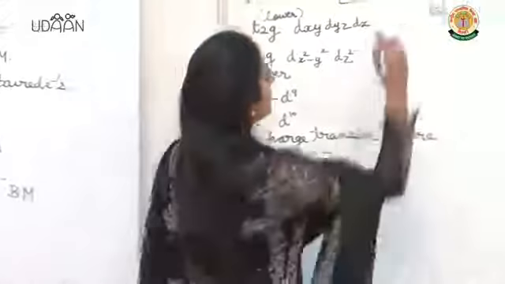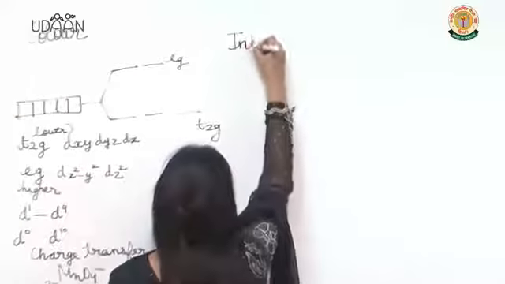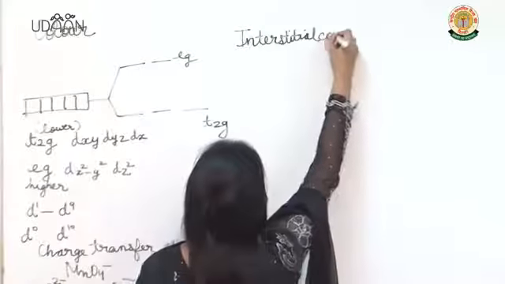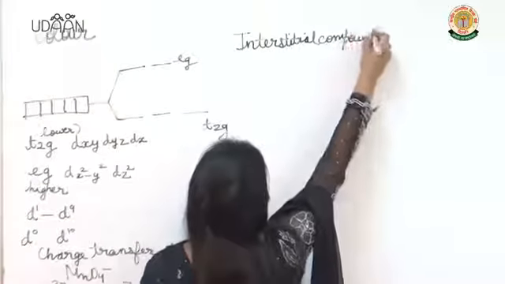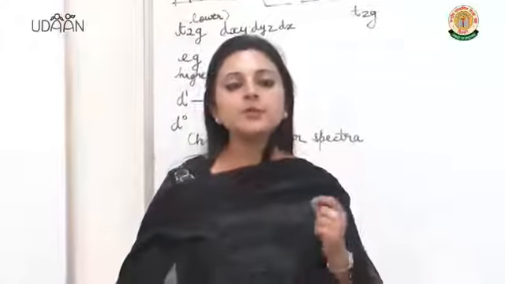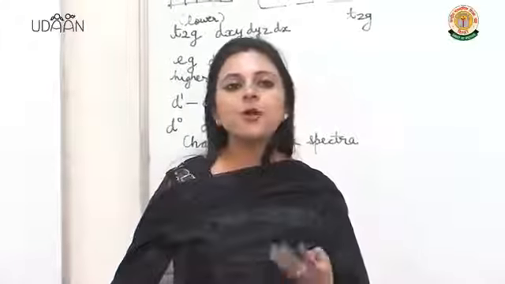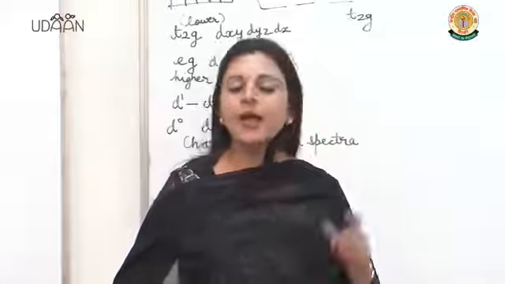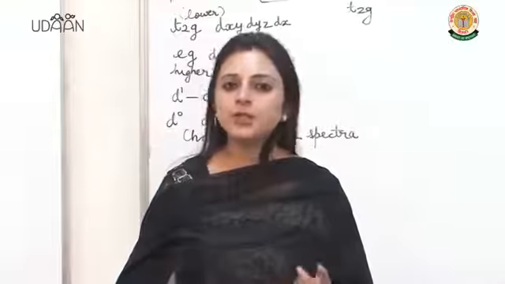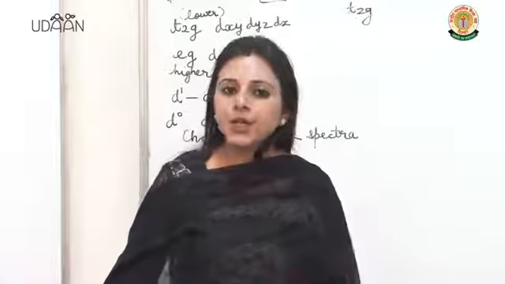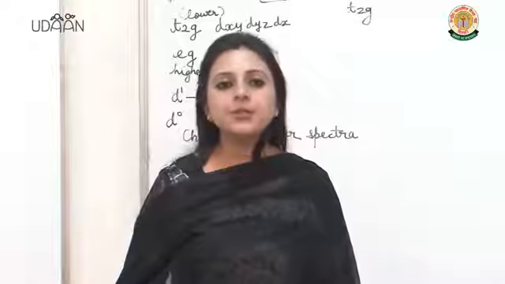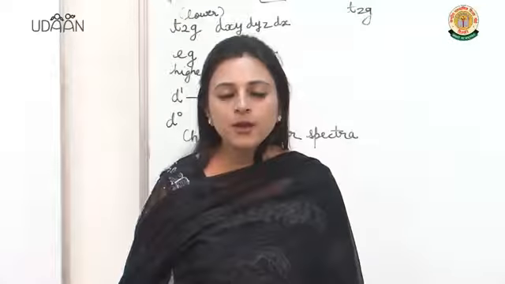Now the last property is that interstitial compounds are formed by transition elements. Transition elements have voids in their crystal lattice in which small atoms like hydrogen, boron, carbon can be trapped, and they can form bonds with the transition element, so they can form interstitial compounds. Today we have studied all the properties of transition elements, the trends which the transition elements are following.